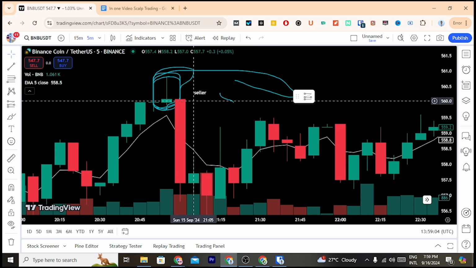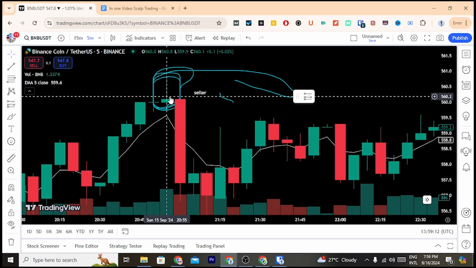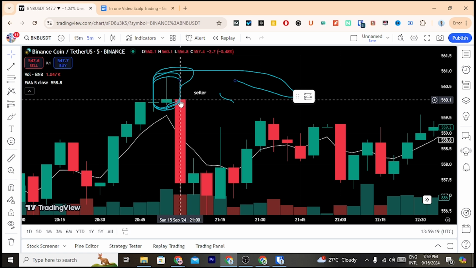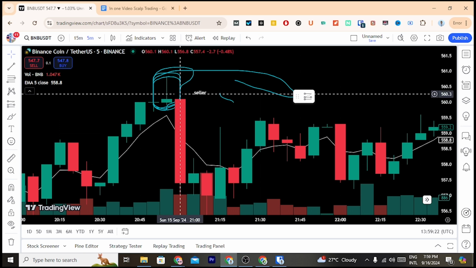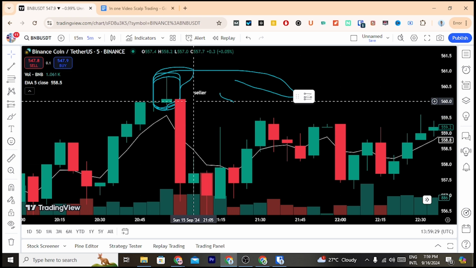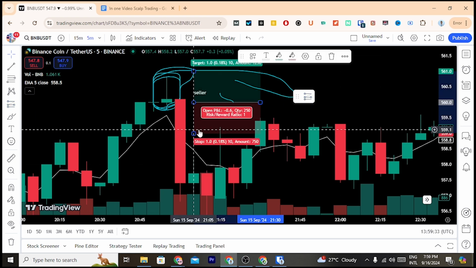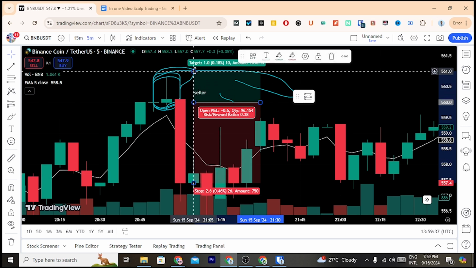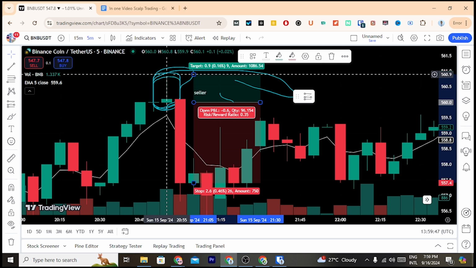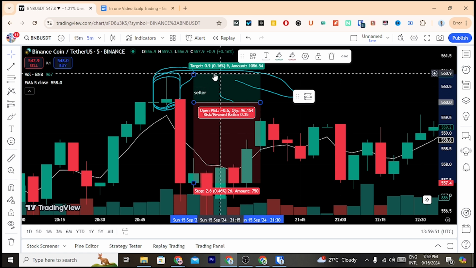So at that moment you have to enter as a seller, because the price did not touch that line, it started a green candle, and then it started a red candle from here. You enter as a seller and it goes down from here. Your stop loss will be just a little above the recent high. This is your stop loss and this is your target.